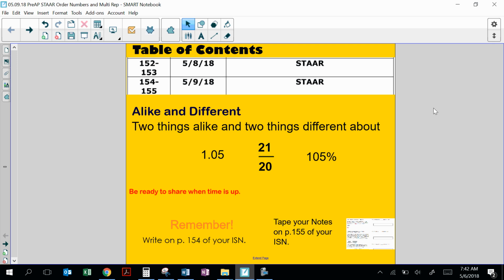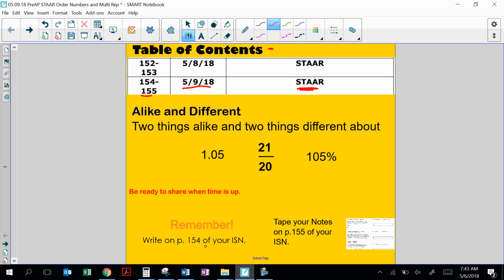So first of all, please open up your composition notebook to page 1. On page 1, you will find your table of contents. Today we are working on pages 154 and 155. Today is May 9th, and we are getting ready for STAAR. Right now, I am currently in the LGI, getting ready for the STAAR pull-out to prepare you for STAAR.